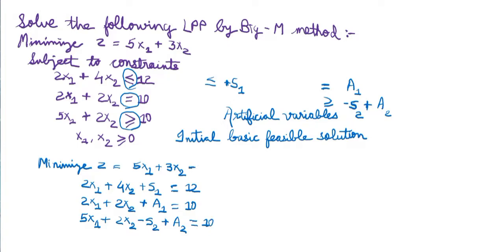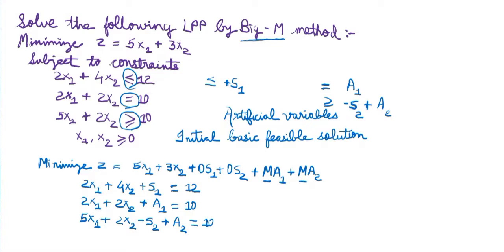Now all these we'll have to write in the objective function like this. 5x1 + 3x2 + 0s1 + 0s2, plus, this is the Big M method, so it will be Ma1 + Ma2. That is, the coefficient of a1 and a2 will be M. And as this is a minimization problem, M will be greater than 0.